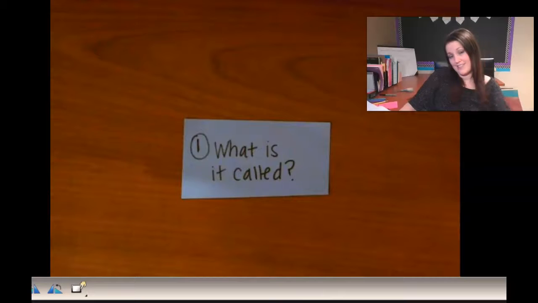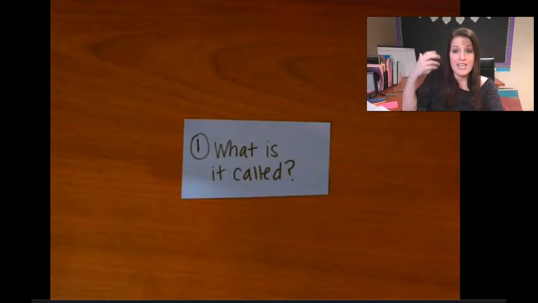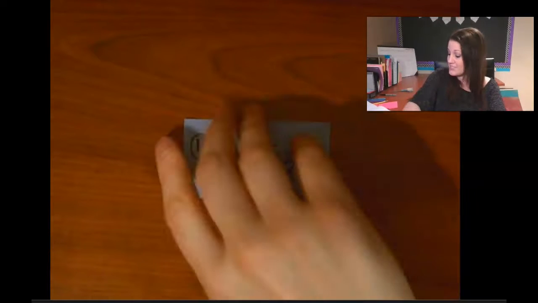Did you write it? If you didn't pause it, pause and write it. You should have two sentences now: your hook that got your reader in and a sentence about what it's called. If you didn't do it, do it now. If you did, you're ready for the next step.